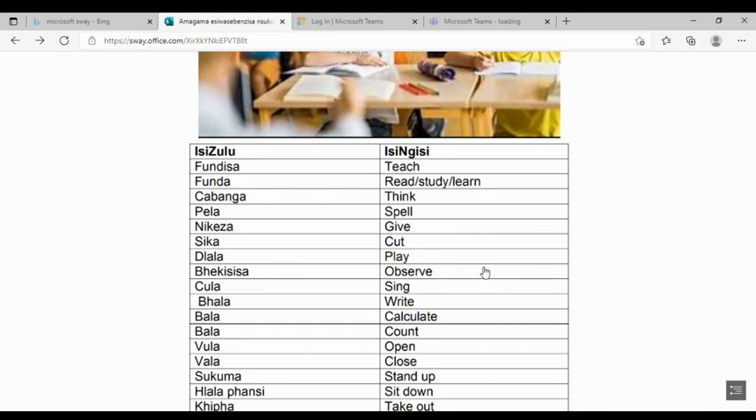Bhekisisa, observe. Okay, if you get a question that says bhekisisa, it means you must observe or you must look carefully. Cula, sing. Ngithanda ukucula. I love singing. Bhala, write. I love writing. Ngithanda ukubhala. Bala, calculate. And there is bala, count. Bala ugcine eshumini. Count up to 10.